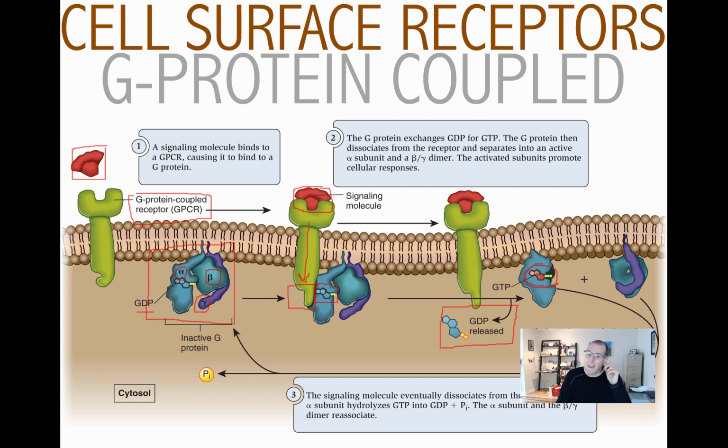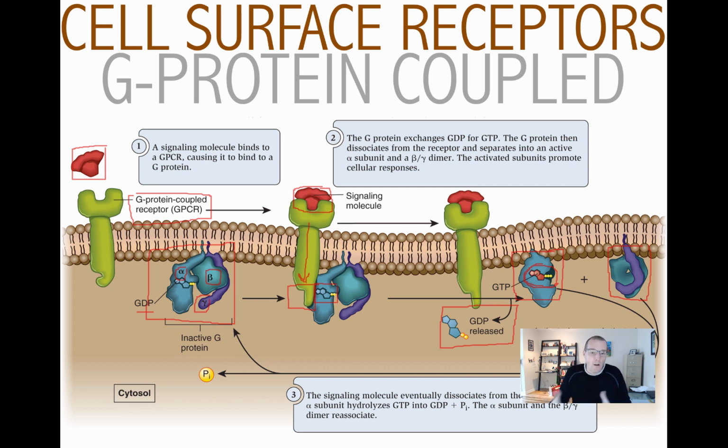And what happens then is that this alpha subunit separates from the beta gamma. So here is the beta gamma subunit stuck together over here. Here is our alpha subunit. And alpha can go off and do something, and beta and gamma can go off and do something. So again, that's usually the start of a signal transduction response.